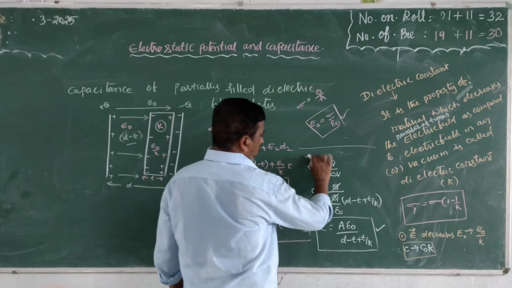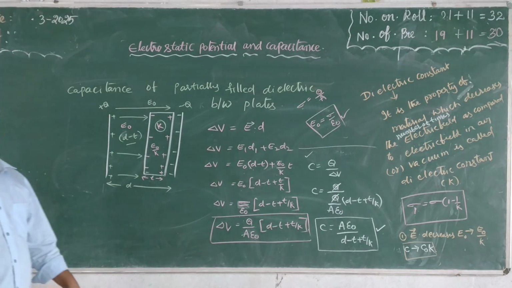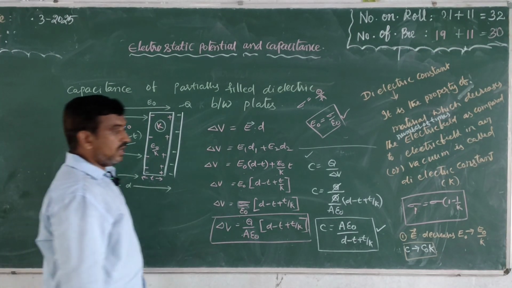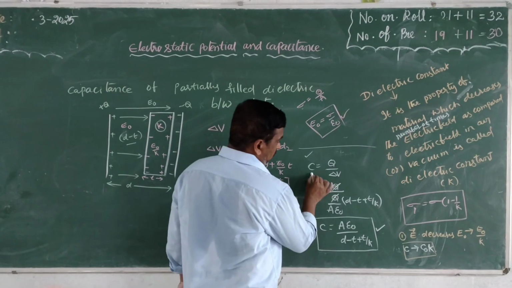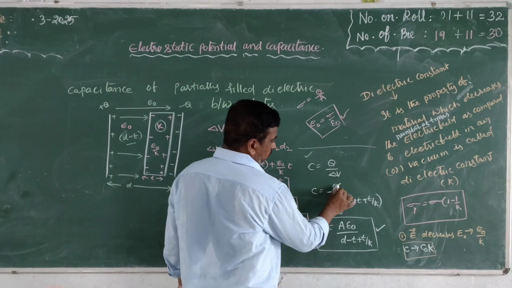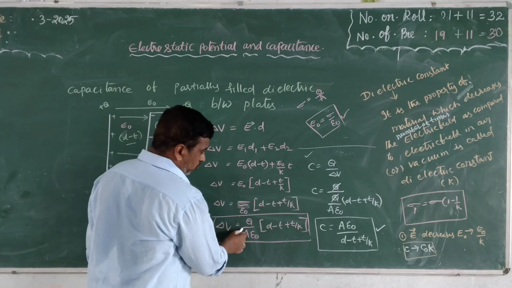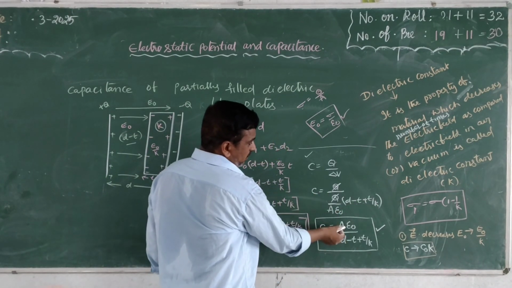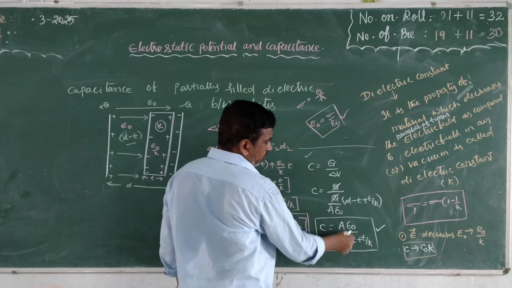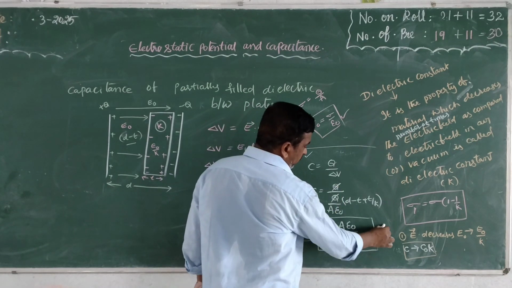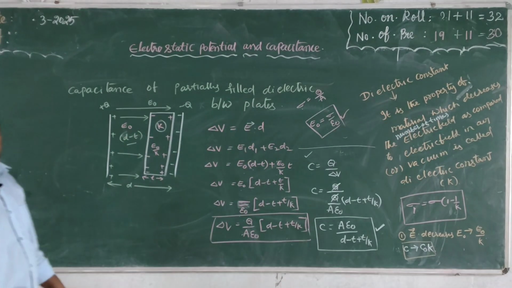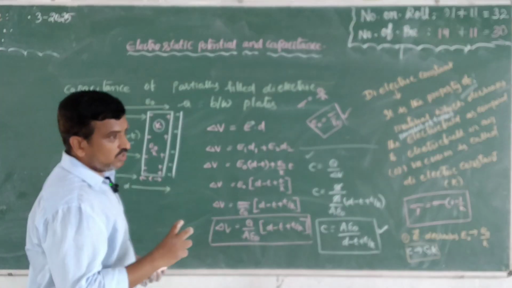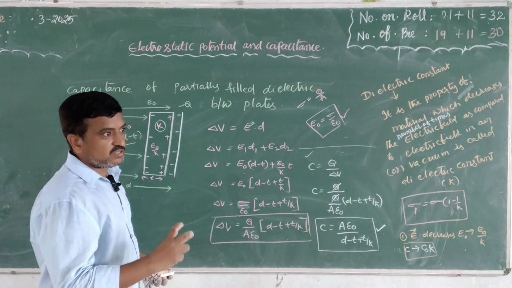So we want to find out capacitance. What is the capacitance of the parallel plate capacitor when it is partially filled with dielectric? So C equal to q by delta v, which is q by a epsilon naught into d minus t plus t by k. Here q cancels, and a epsilon naught goes to the numerator. It is the formula for capacitance of the partially filled dielectric between the plates: epsilon naught a by d minus t plus t by k.